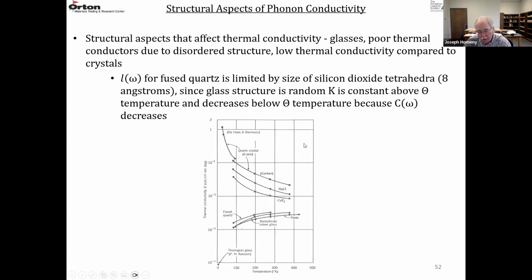So in general, glasses have low thermal conductivity. So if they're a component in your refractory, they're going to lower the conductivity.